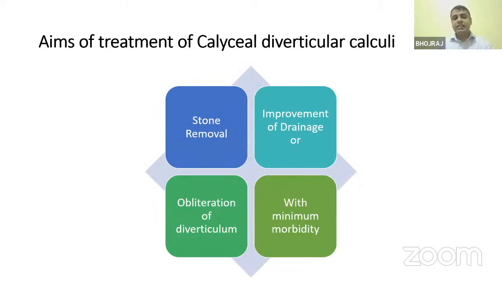So why do we treat this calyceal diverticular calculi? What is the aim of treatment of those calyceal diverticular calculi? First and foremost is stone removal. Second one is improvement of the drainage of the diverticulum or obliteration of the diverticulum. And we always aim for with minimum morbidity, because many of the surgical procedures, though we talk that it is minimally invasive one, but the complications are catastrophic and devastating.